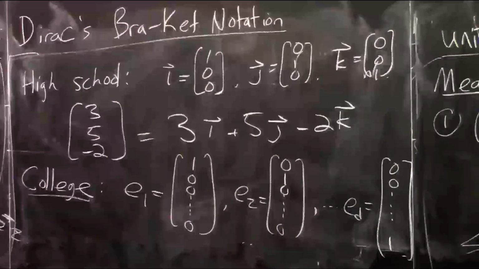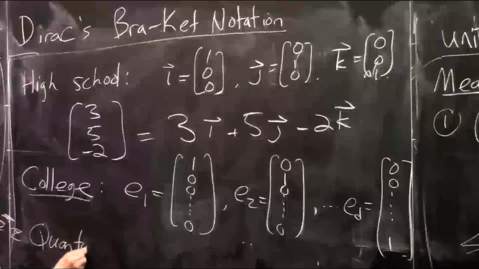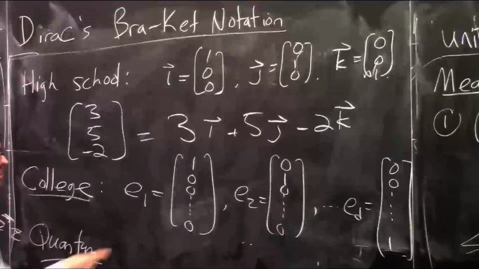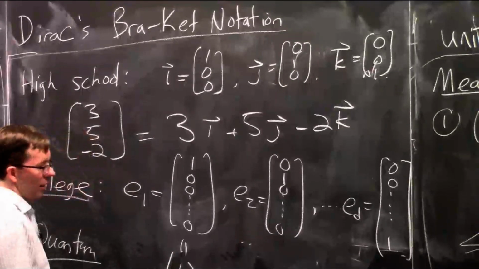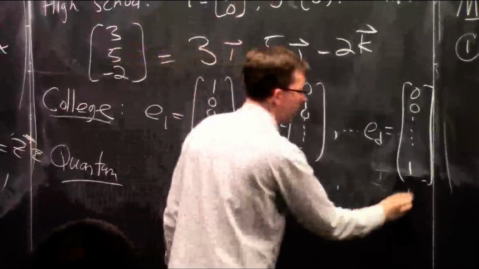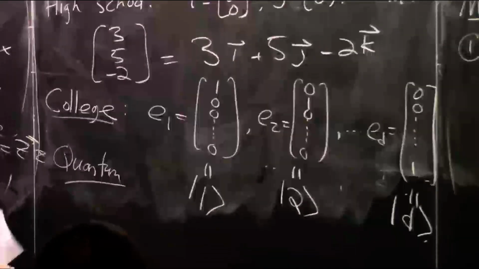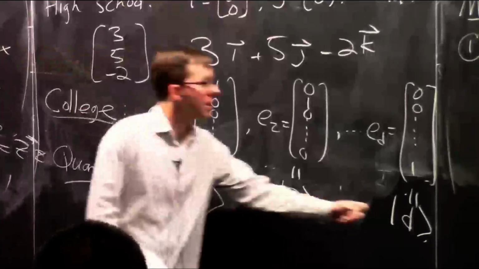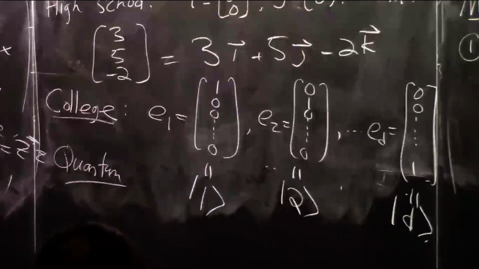Okay. And then when you get to quantum, to heck with this, we're going to change the names of these objects. We're just going to call this one 1 inside weird asymmetric brackets, 2 inside these weird asymmetric brackets. This last one is called d inside weird asymmetric brackets. Okay? So these symbols actually just stand for these vectors. And it's assumed you know what dimension you're in.